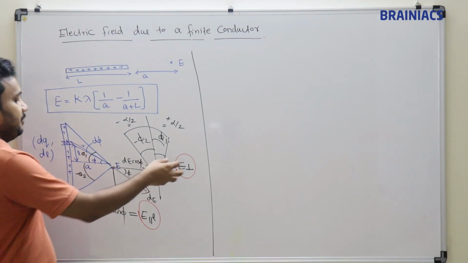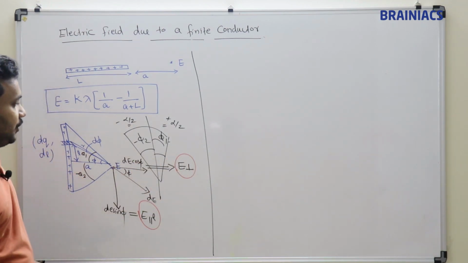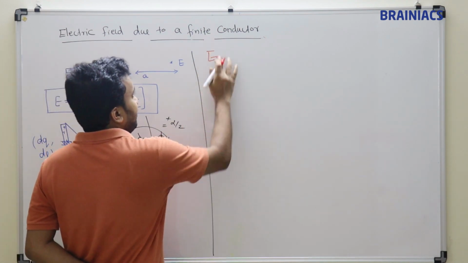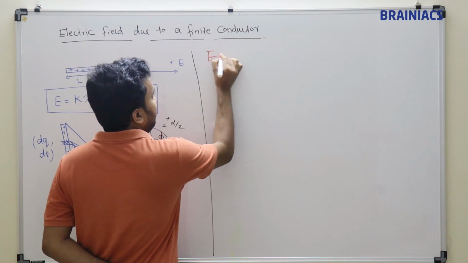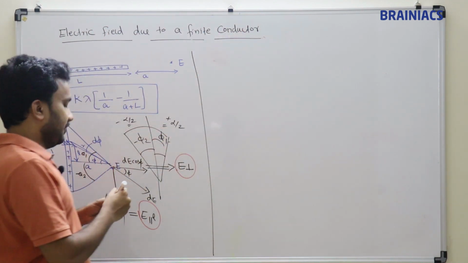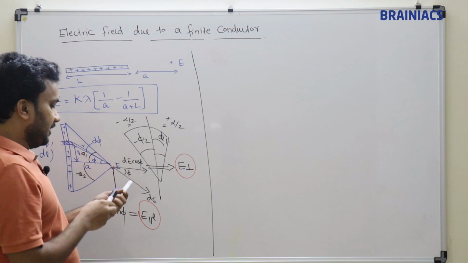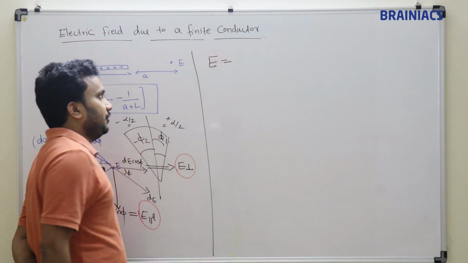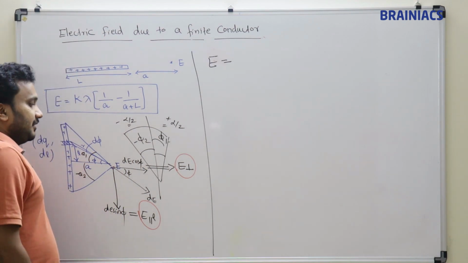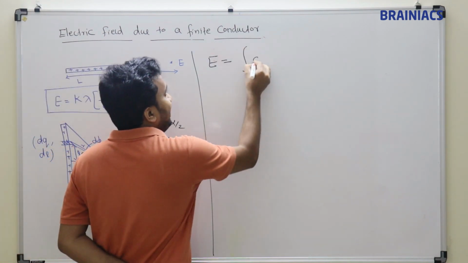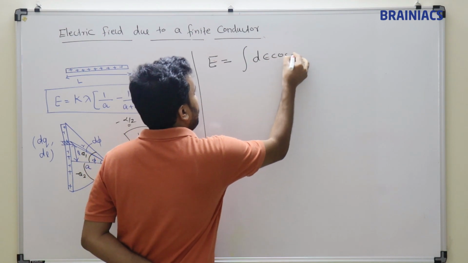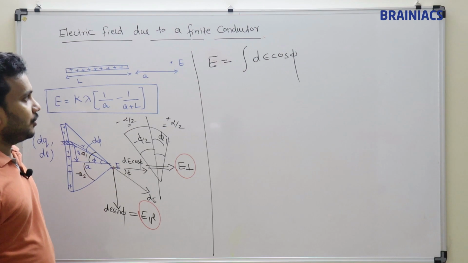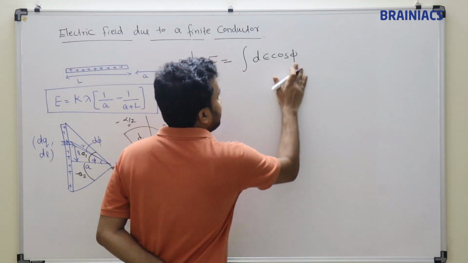Now we have E perpendicular, E parallel. We have to find out E perpendicular also. So the total electric field E, let's take black color. Red may not be very clear to you. Okay, white with black is good. So E will be equal to the integral of dE cos phi. Correct? dE cos phi. So here we have to find out what dE is.